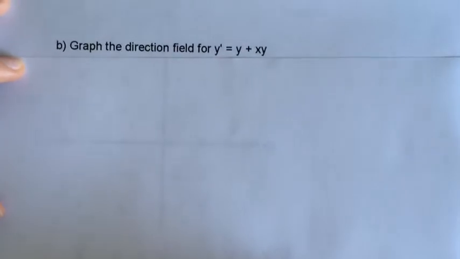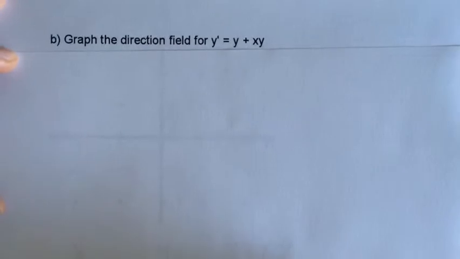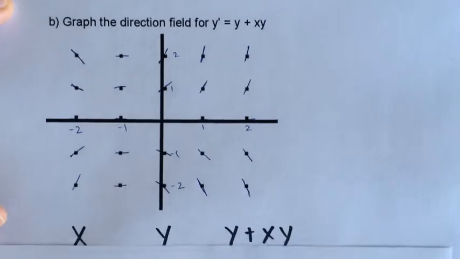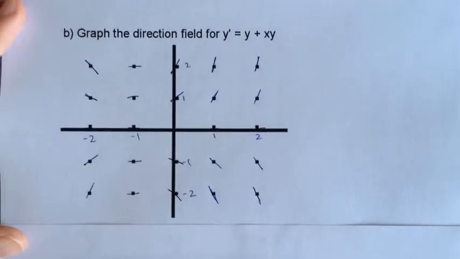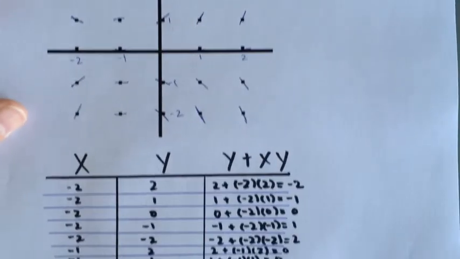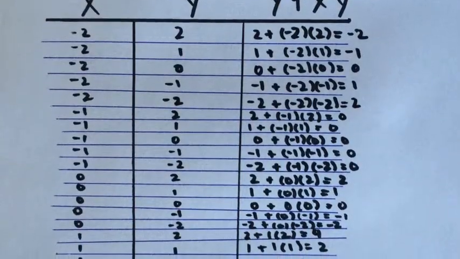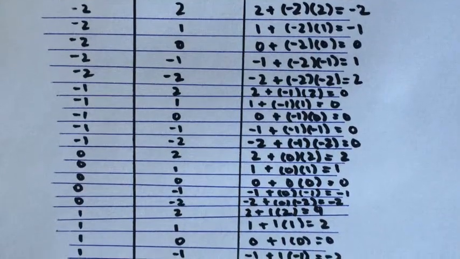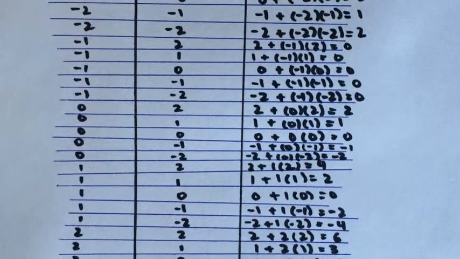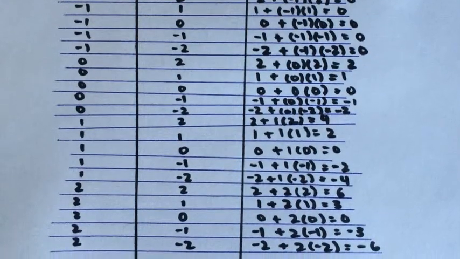In part B of question 1, we're asked to graph the direction field for the given differential equation y prime equals y plus xy. When we plug in different x and y values into the given differential equation, we get this direction field. A chart of the numbers we plugged in is shown here. I plugged different x and y values into the derivative equation. If the resulting number is a high positive number, it indicates a steep positive slope. If the resulting number is a low negative number, that indicates a steep decreasing negative slope.